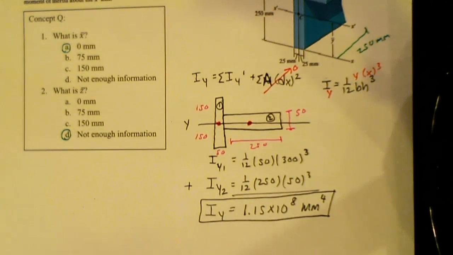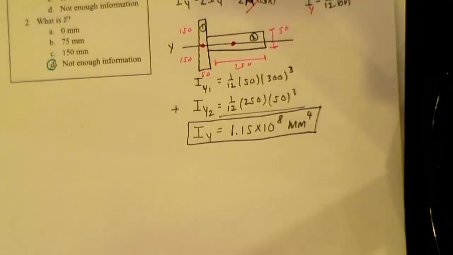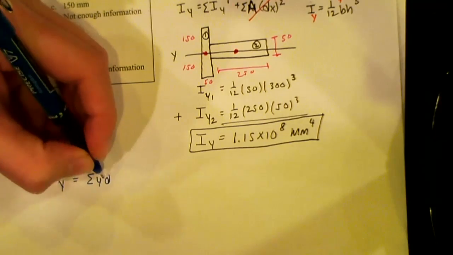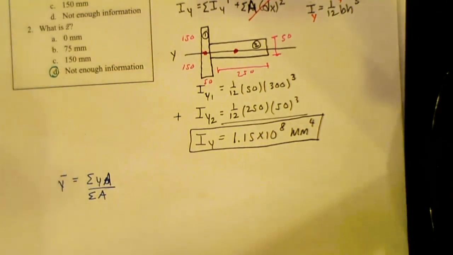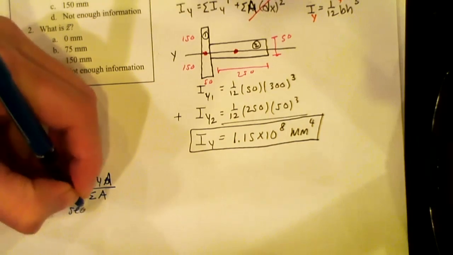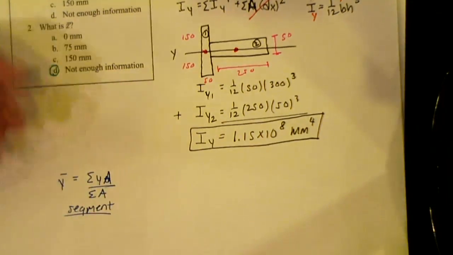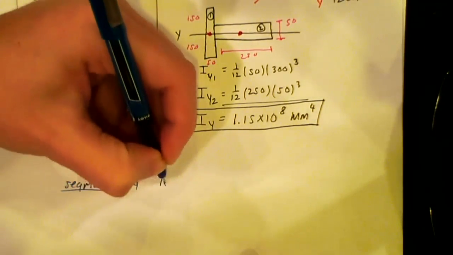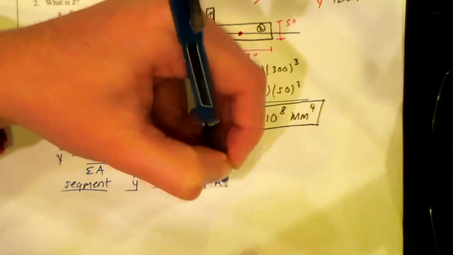Okay. The next part says, find y bar, which locates the centroidal x prime axis of the T-beam, and then find the moment of inertia about that x prime axis. So we have to find y bar first. To do this, it's just a centroid problem. y bar is the sum of y tilde times A over the sum of A. We only have 2 segments. I have y tilde, I have A, then I have y tilde times A.